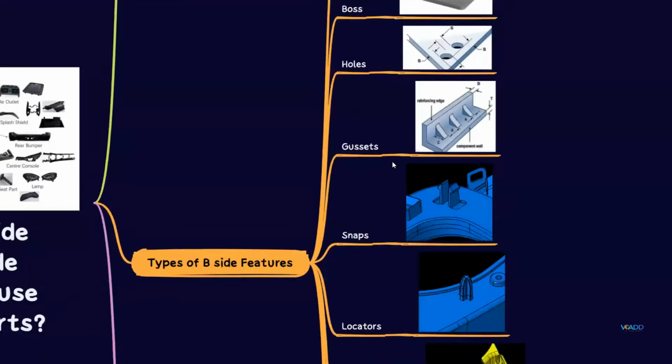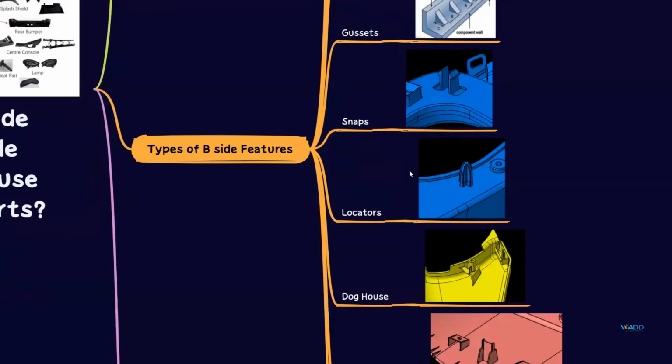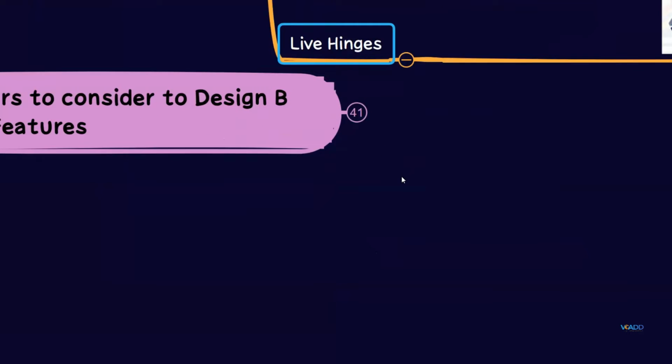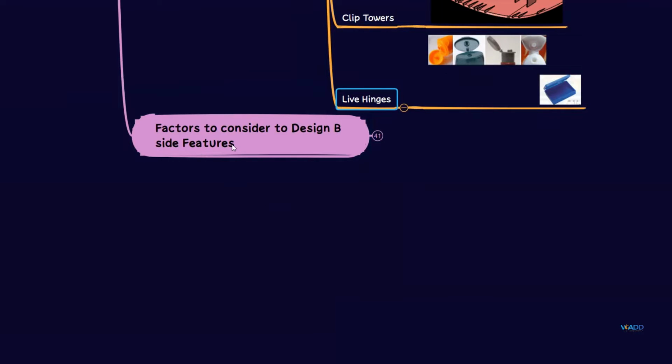Now the question is, these are the attachments, but you have the plastic part, you have a solid A surface, you have created the B surface out of that, and now you want to attach that part to its desired location. So the question is, which feature to choose out of these, and what is the criteria for that? We are going to see that, and that is the main topic of today's video. So, factors to consider to design B-side features. These are all the important factors. There are multiple factors other than these also, but these are the most important ones. We'll see them one by one.